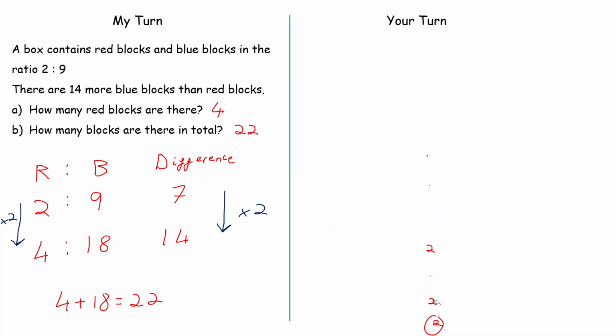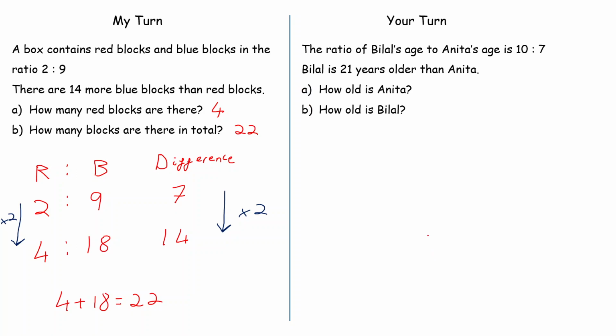Okay, and let's now look at your turn. You can now pause the video when I get the question up, and try this one. The ratio of Bilal's age to Anita's age is 10 to 7. Bilal is 21 years older than Anita. How old is Anita? How old is Bilal? So let's pause the video, give that one a go, and I'll go through it now.